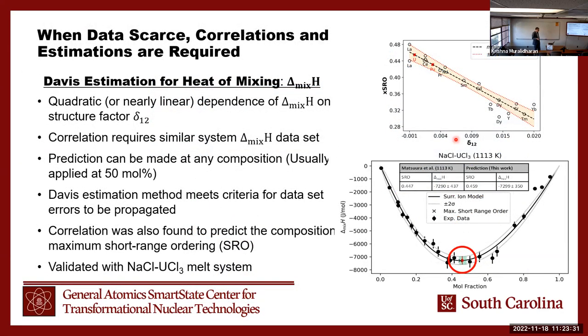When data is scarce, we need to do things like correlations. Giuliano, Sean Pinto, and Jacob Jungling and my group used the Davis estimation for heat of mixing. There's a structure factor based on the relative ionic radii for the components, versus short range order, the short range order at which the free energy for the solution is a minimum. There's a correlation, turns out just about linear, somewhat quadratic or near linear, for very similar systems. So we just plug in the ones we don't know, plutonium and uranium, along that correlation, and we can get the minimum energy short range order composition.